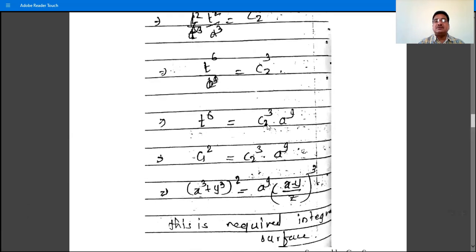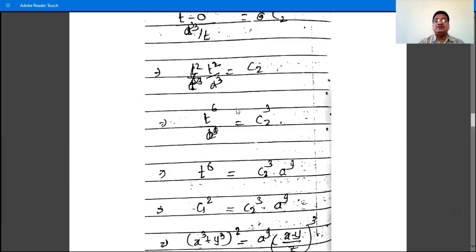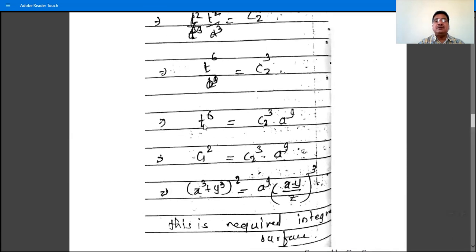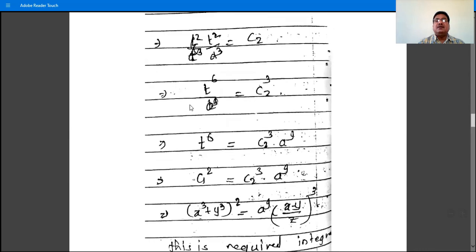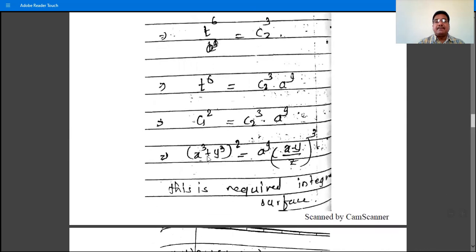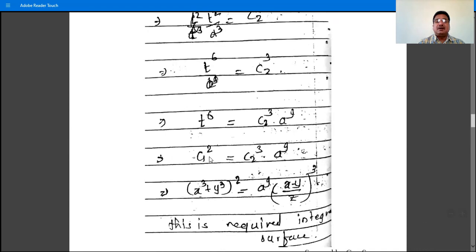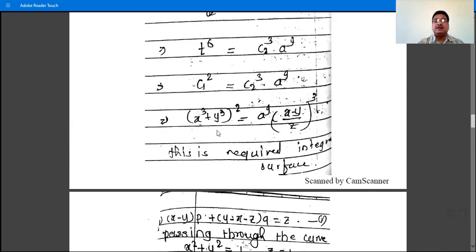That is, t raised to 6 is C2 cube a raised to 9. And C1 is t cube, so write C1 as t cube. So t raised to 6 is C1 square, which equals C2 cube a raised to 9. Because C1 is t cube and t raised to 6 is C1 square. And C1 is x cube plus y cube, so (x cube plus y cube) square is equal to a raised to 9, and C2 is (x minus y by z) cube. And this is the required integral surface, that is the integral surface passing through the given curve.